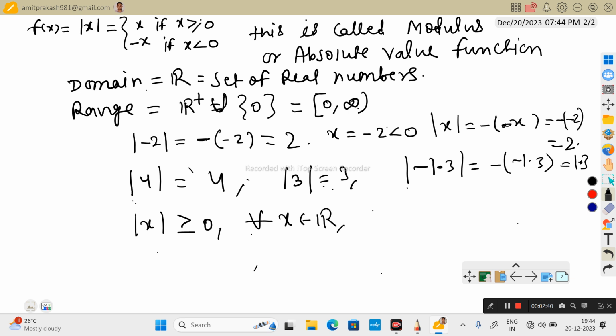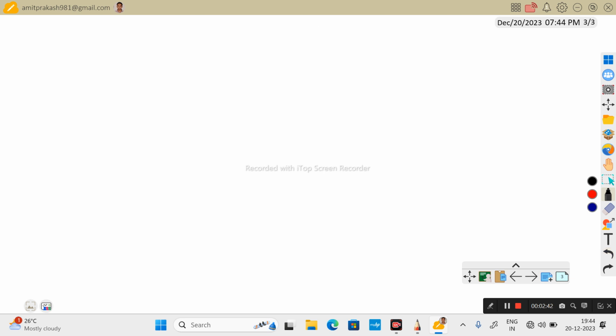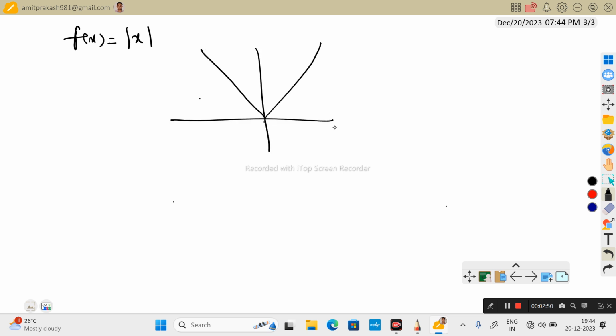The graph of this modulus function f(x) equals mod x is like this. This is the x-axis, this is the y-axis, and this is 0. This branch is y equals x, and this branch is y equals minus x. The point x equals 0 is the corner point.